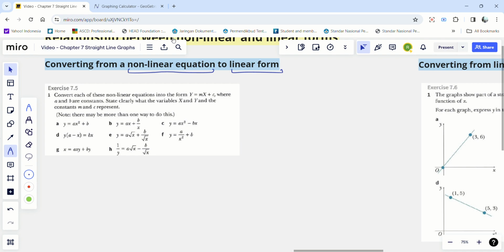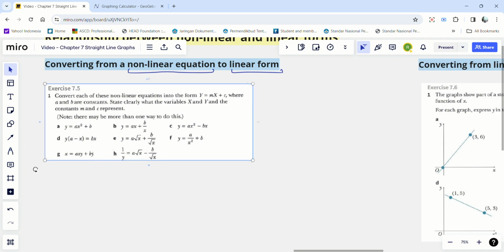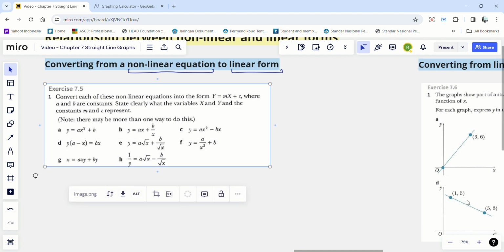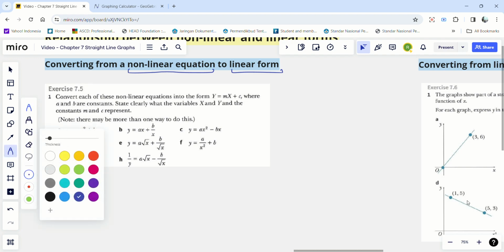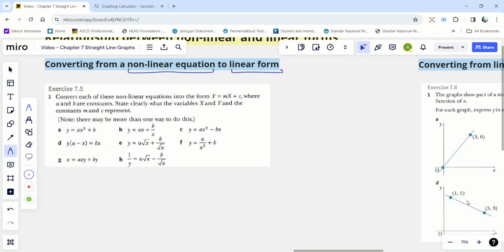In this case, I have this particular set of questions from the Soup and Burton textbook. So let's talk about it. Convert each of these nonlinear equations into the form y equals mx plus c. Notice that the Y is capital and the X is also capital.